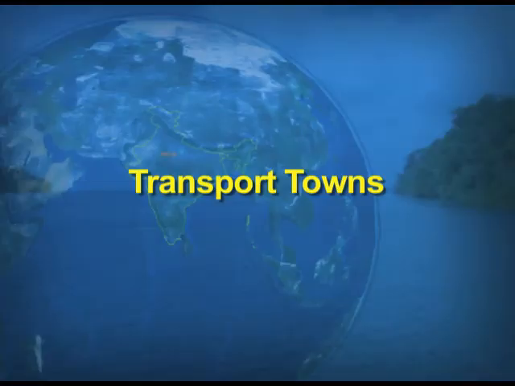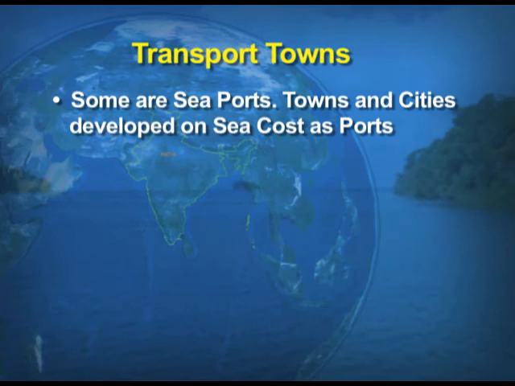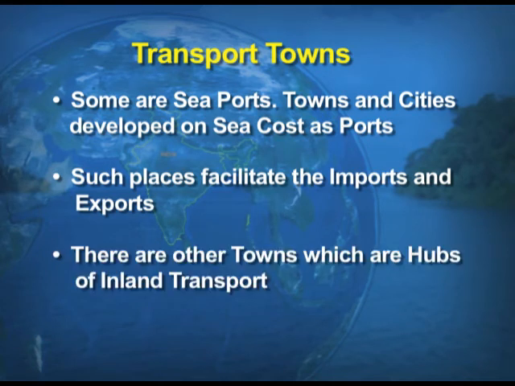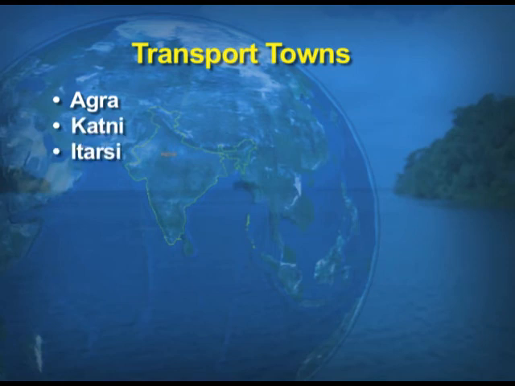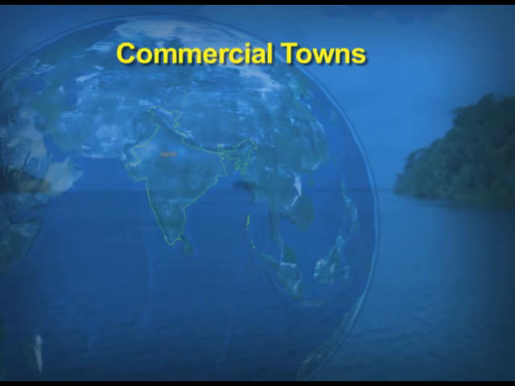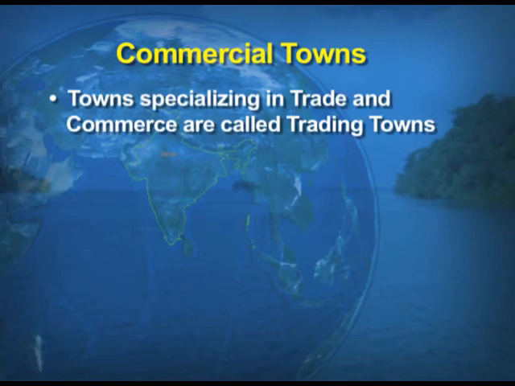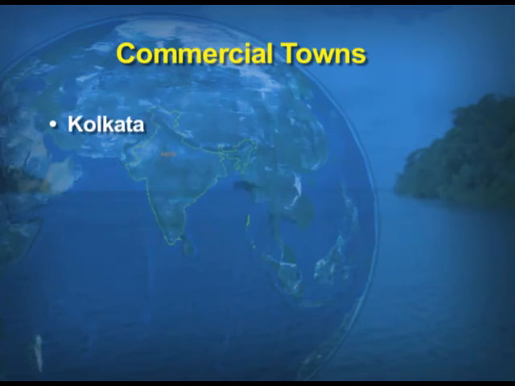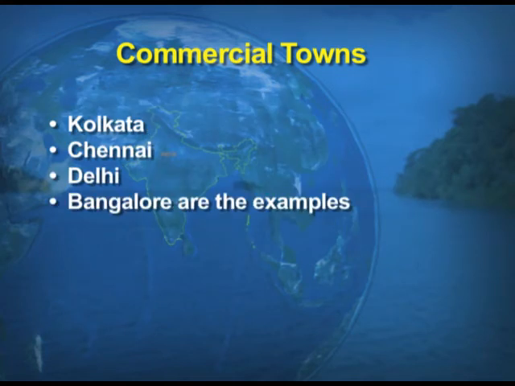Transport towns: some are the seaports which are known as transport towns, because such places facilitate imports and exports. And there are other towns which are the hubs of inland transportation, for example, Agra, Katni, Itarsi, etc. Commercial towns, the towns specializing in trade and commerce, are known as trading towns, and some towns are generally engaged in agricultural products. Kolkata, Chennai, Delhi are such examples.